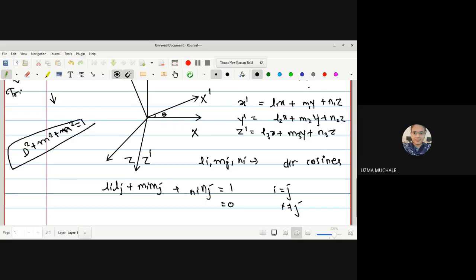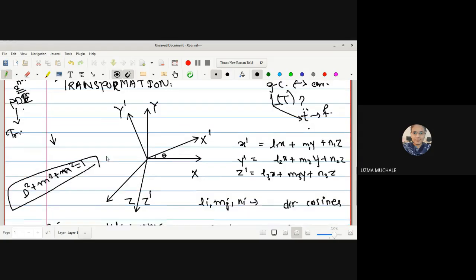Or if you remember this formula, L square plus M square plus N square is equal to 1. Do you remember direction cosines? What is the condition? L square plus M square plus N square is 1. And if it is not equal, then L1 L2 plus M1 M2 plus N1 N2 is equal to 0. Okay, so this I can say is nothing but delta ij. Right? Delta ij is equal to 1 when i equals j, and it is equal to 0 when i is not equal to j.